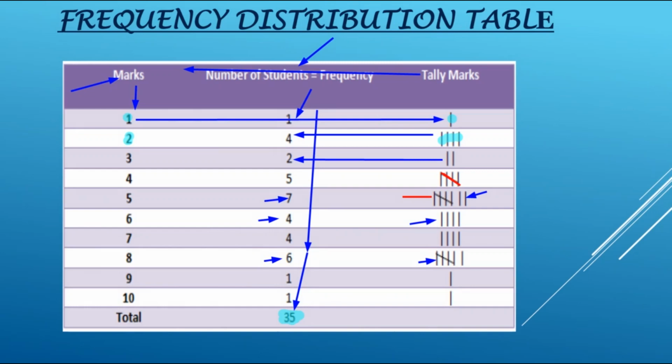So this whole table is called frequency distribution table, because here frequencies are distributed for a particular number. So that is why it is called frequency distribution table.